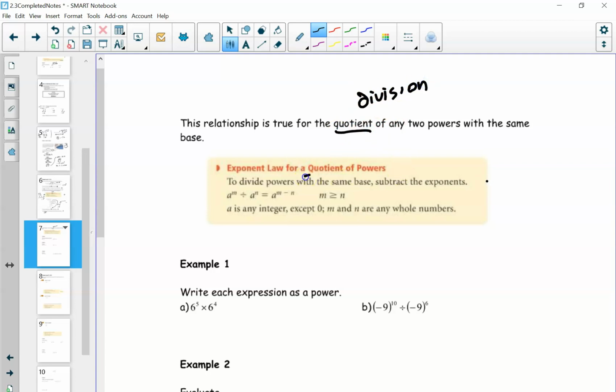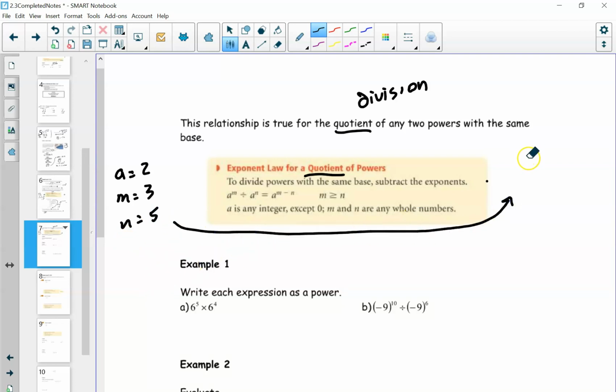Okay, so for the quotient of powers, division, a to the m divided by a to the n equals a to the m minus n. Now let's just use the exact same example we did before. A is 2, m was 3, I believe, and n was 5. Okay, so if we do that, then what we've got is, maybe I'll just put this over here.